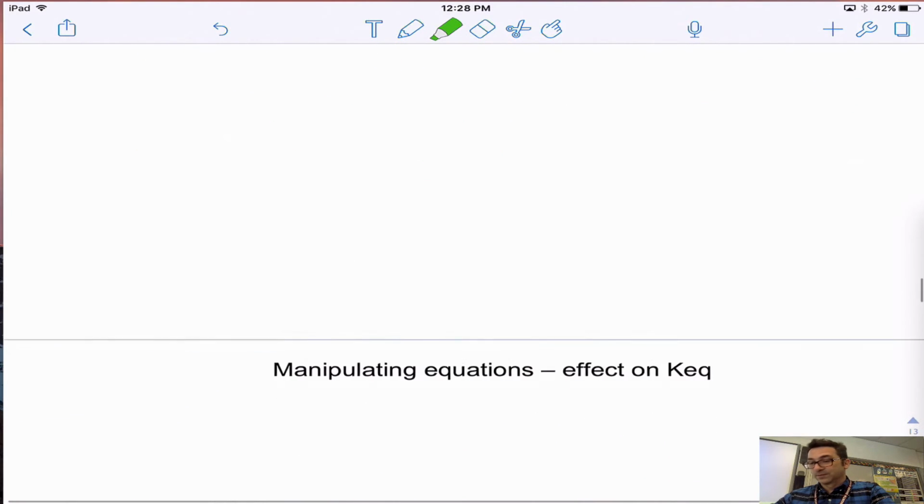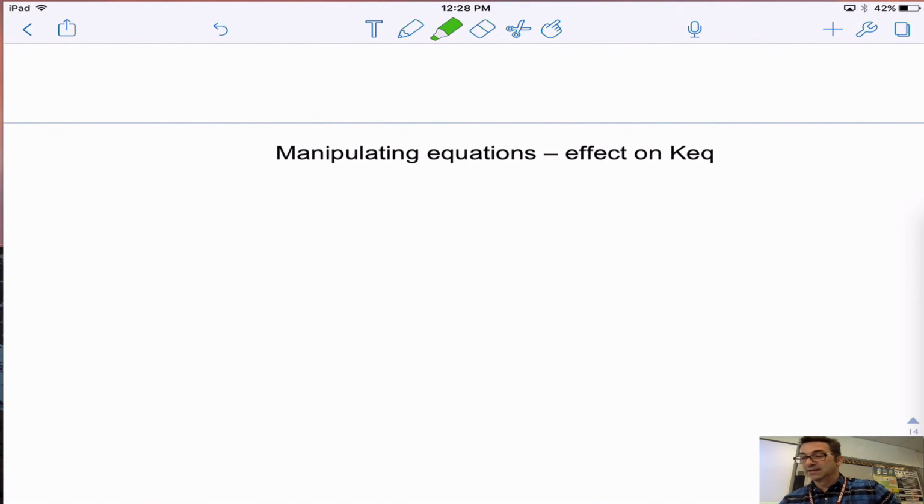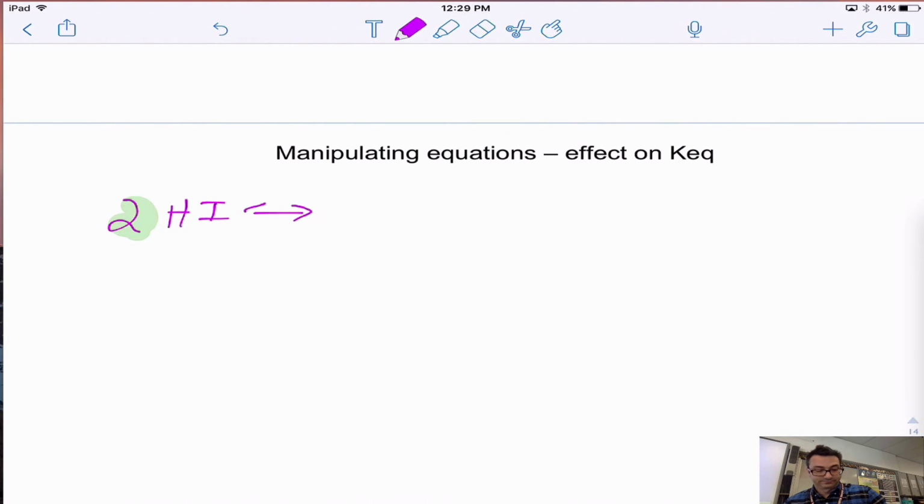Actually, you know what? Let's really quickly manipulate K, so that next time we can do K cubed. So let me just show you really quickly what I mean by manipulating K. Let's say that we had our equation like 2HI, and it forms H2 plus I2. And I give you a K for that. Let's say I say the K is 10.